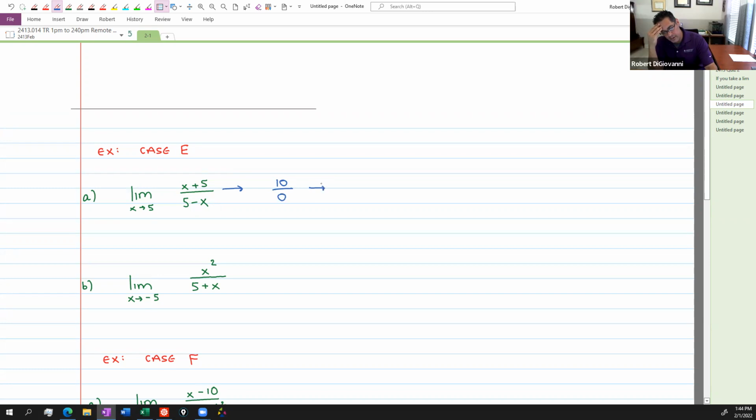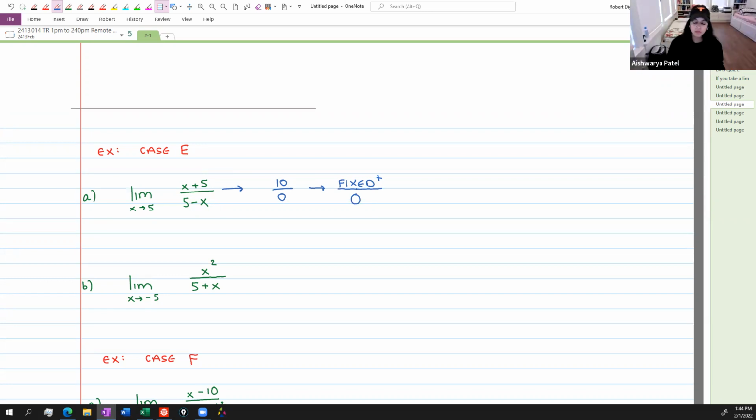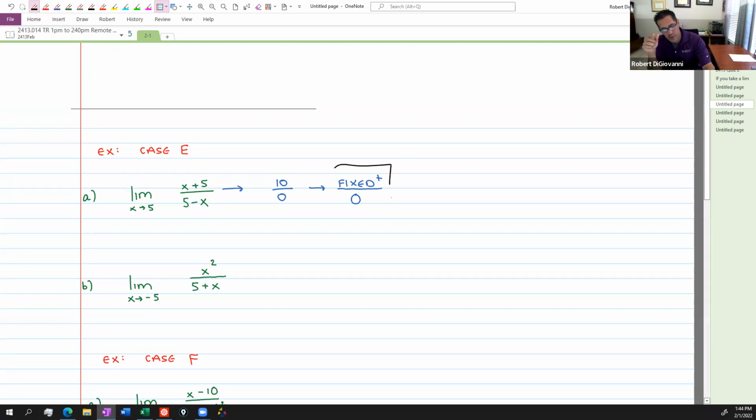Okay. So that's a fixed positive on top over zero, right? But we don't know if it's positive or negative on the bottom yet, right? No, we don't. So here's where things get tricky because we have to approach 5 from both sides, meaning we have to go do these individually, like two different problems, and we have to make sure that the answers match. So let's do it this way. We know this is where we are, right? Let's break it off now into two different problems. First, let's approach 5 from the left, and then we'll approach 5 from the right.